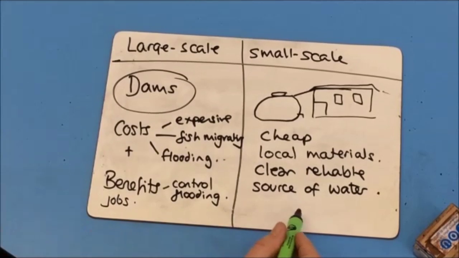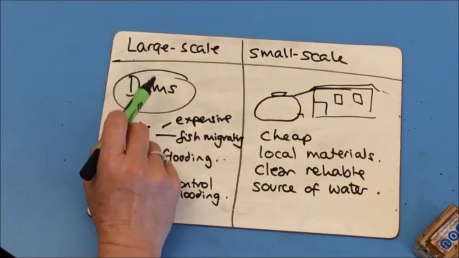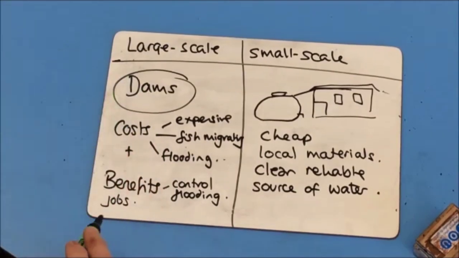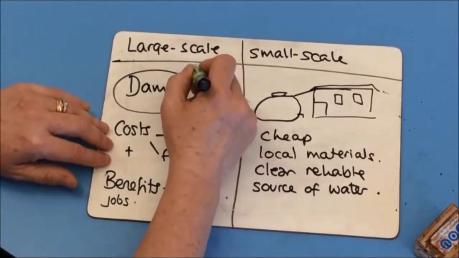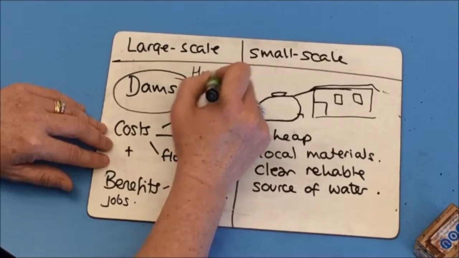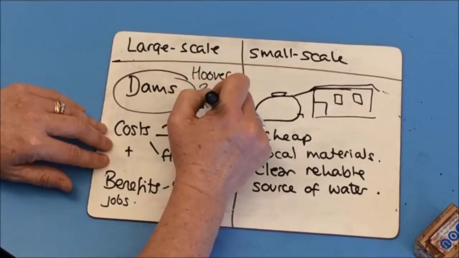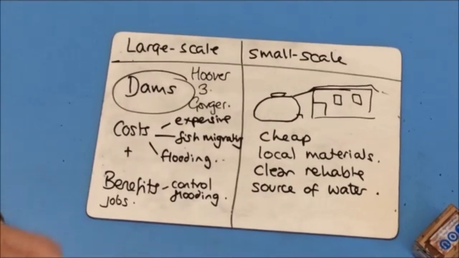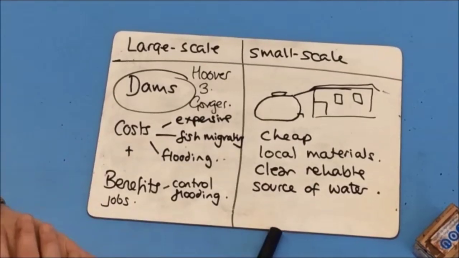So these are your appropriate intermediate bottom-up solutions, whereas this is a large-scale top-down management scheme. Your example of a dam would be the Hoover Dam or the Three Gorges Dam. And that is Water World in a nutshell.